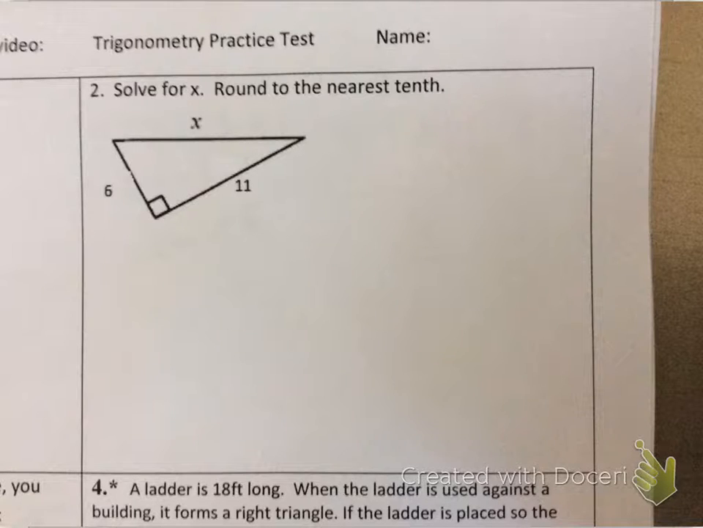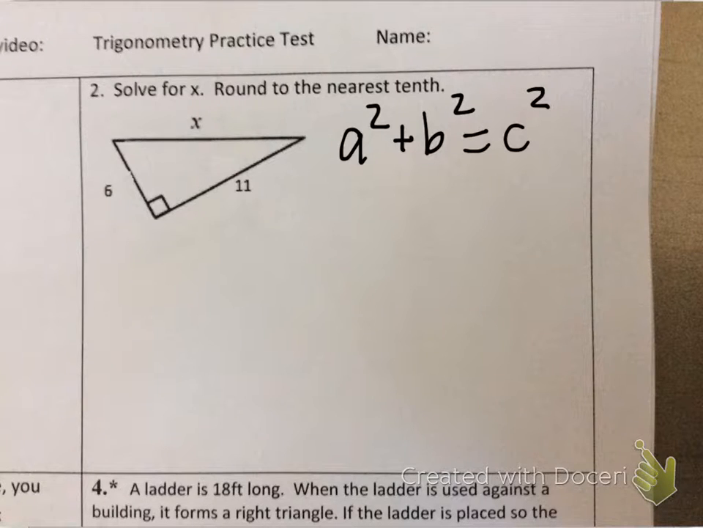For number 2, we need to solve for x, which is a missing side of a right triangle and round to the nearest tenth. So if I look at my right triangle, I'm given at least 2 sides. Therefore, we should be using the Pythagorean theorem, which is a squared plus b squared is equal to c squared. A and b are the legs of the right triangle, and c is always the hypotenuse.